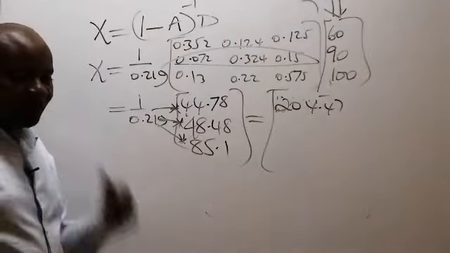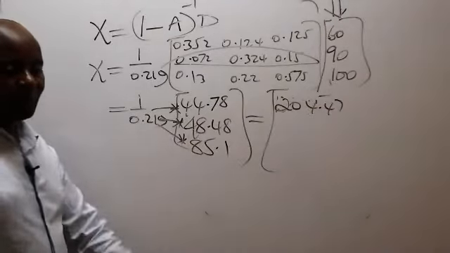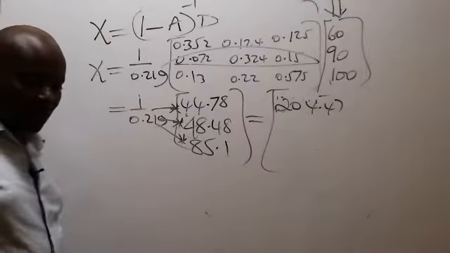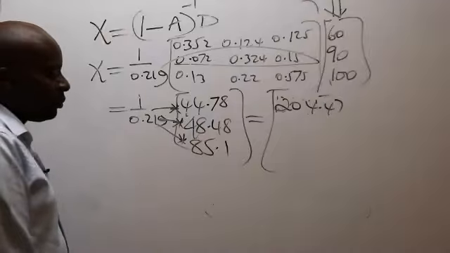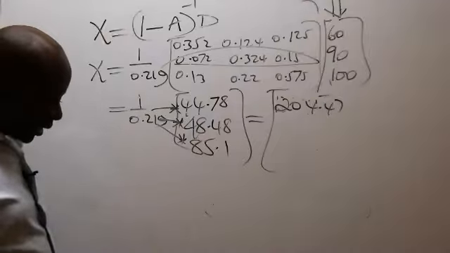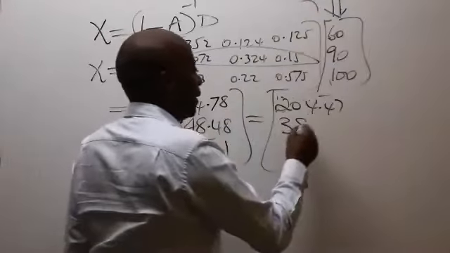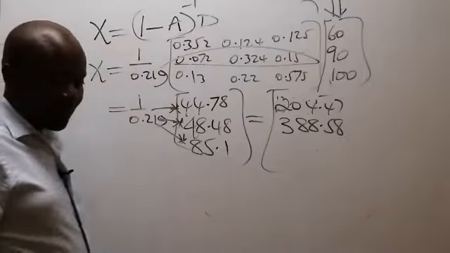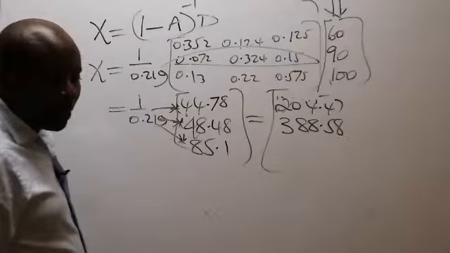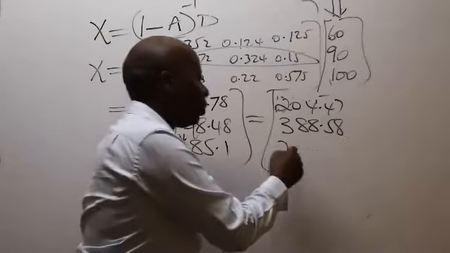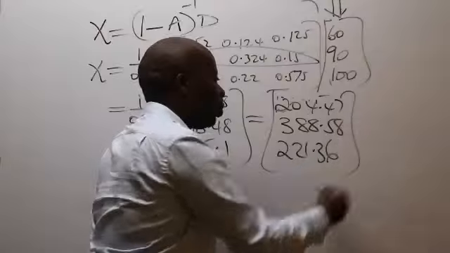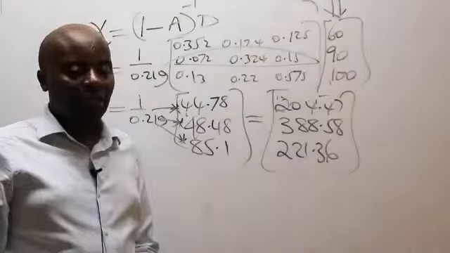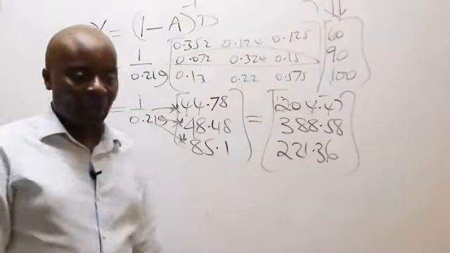The second one is this divided by this times this. Please give me a figure. So we have this divided by this times this. 388.58. And then the last one is this divided by this times that. 221.36. And that is the answer. That is the final answer.